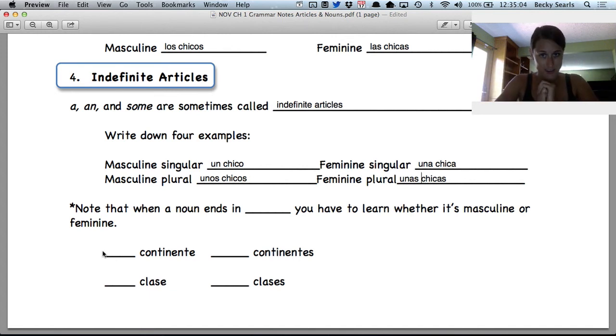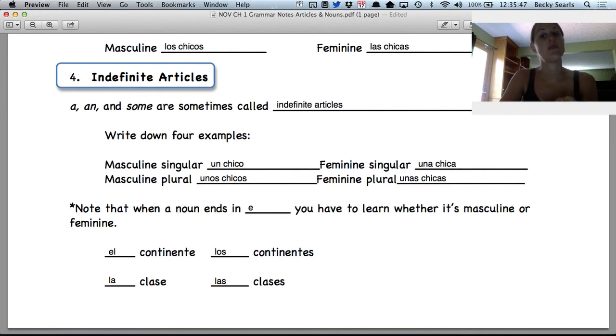Unfortunately, not everything is going to follow a regular pattern. Sometimes there are irregularities. So for example, what happens when a noun ends in E? Oh, I don't know. It's not ending in O, it's not necessarily masculine, it's not ending in A. So you have to learn, you have to memorize whether it's masculine or feminine. So for example, el continente happens to be masculine. And if it's plural, los continentes. Clase is feminine, so la clase. Plural, las clases. This is not necessarily something, again, that's intrinsic to the word clase. You don't think of clase and think, oh, obviously feminine. Continente, clearly that's masculine. Not necessarily.